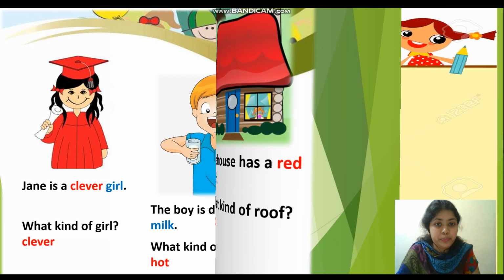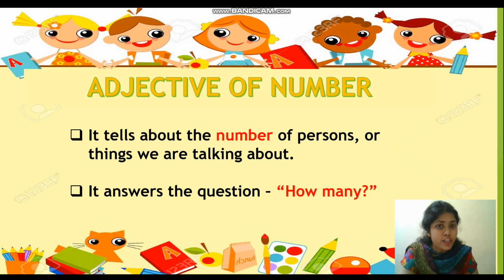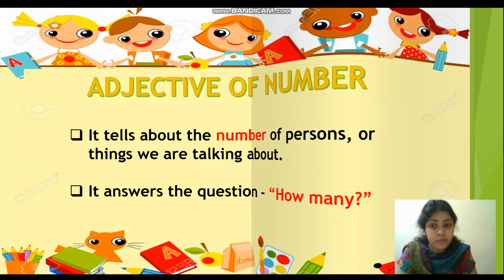Let's move further. The next one is adjective of number. It tells about the number of persons or things we are talking about. That means adjective of number will come before countable nouns. Countable nouns means the nouns which you can count. It answers the question how many. Let us see a few examples.